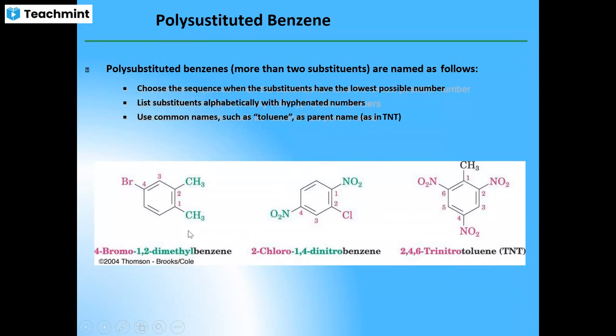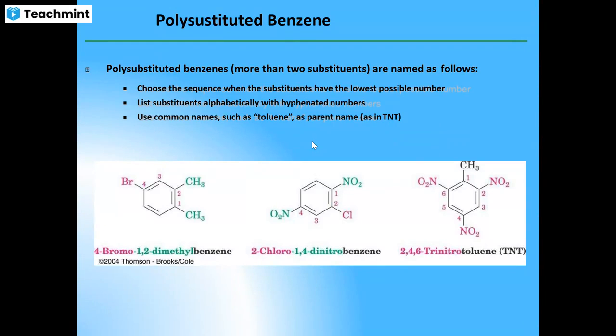In this case, we have to keep in mind: choose the sequence where the substituents have the lowest possible numbers, then list substituents alphabetically with hyphenated numbers, then use common names such as toluene, phenol, aniline, like that. So don't get confused. It is very easy to name monosubstituted, disubstituted and polysubstituted benzene. But while listing the substituents present on the parent compound, we have to arrange them in alphabetical order, with hyphenated numbers.